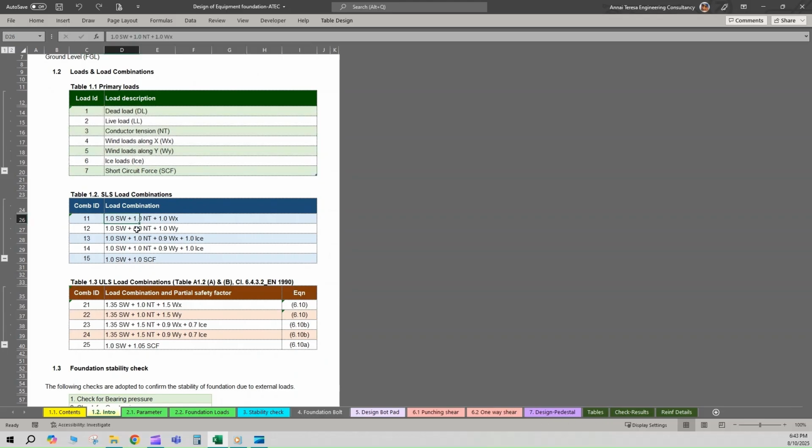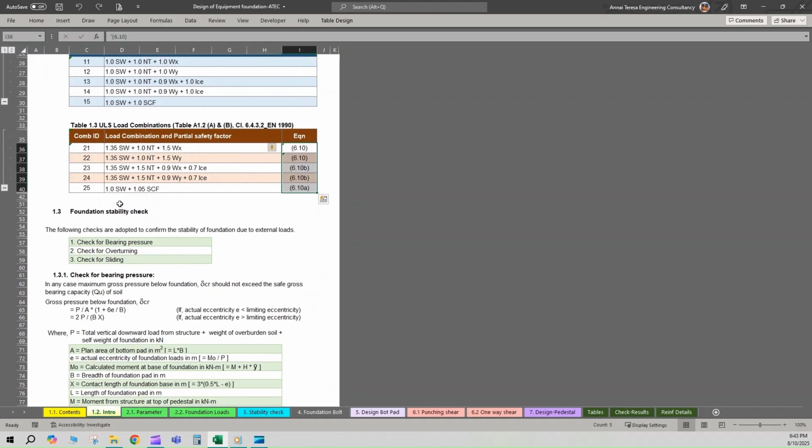And for the SLS load combinations, these are the load combinations. There are 5 load combinations we are considering, including ACF combinations. For ULS load combinations we are considering as per Table A1.2(A) and (B) of clause 6.4.3.2 of EN 1990. These are the equations under that clause. However, for short circuit force there is no straight explanation in this code. It is mentioned as accidental load combination, so we have considered accidental load combinations here.